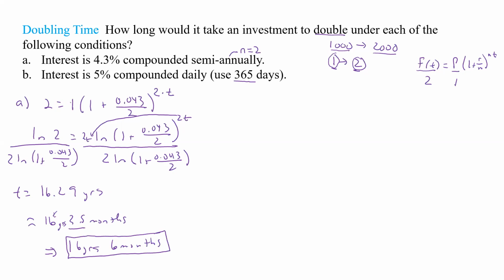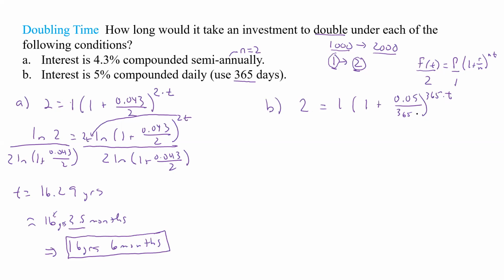All right, so the next one says we have interest 5% compounded daily. So what are we going to do? Well, we're going to do the same thing. We're going to have 2 and 1. We're not going to worry about 2 million or 2 what. We just want to double it. So we have 2 equals 1, and then it's going to be times 1 plus 0.05 over 365 raised to the 365 times t.